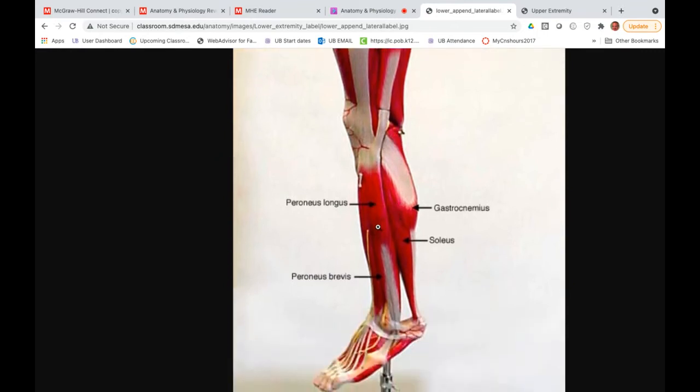Okay, let's look at the lateral leg. We looked at the anterior compartment before. That's where the tibialis anterior was and the extensor digitorum. On the posterior side, we saw the gastrocs and the soleus. There's the gastrocnemius. Here's the soleus. They both attach to the calcaneus by way of the calcaneal tendon, aka Achilles tendon. It is the most commonly ruptured tendon in the human body.